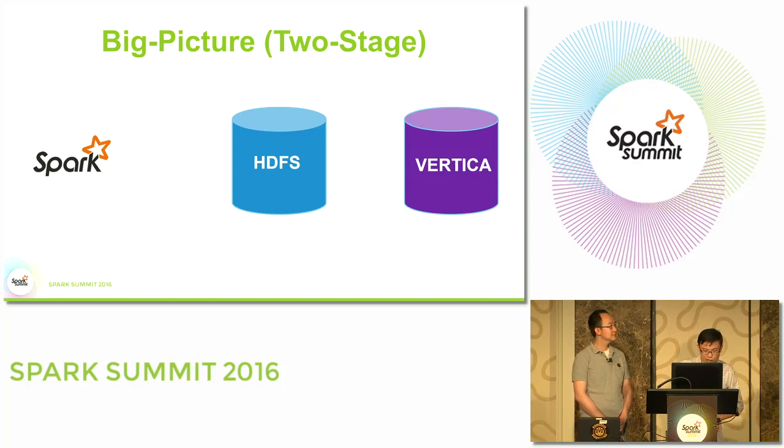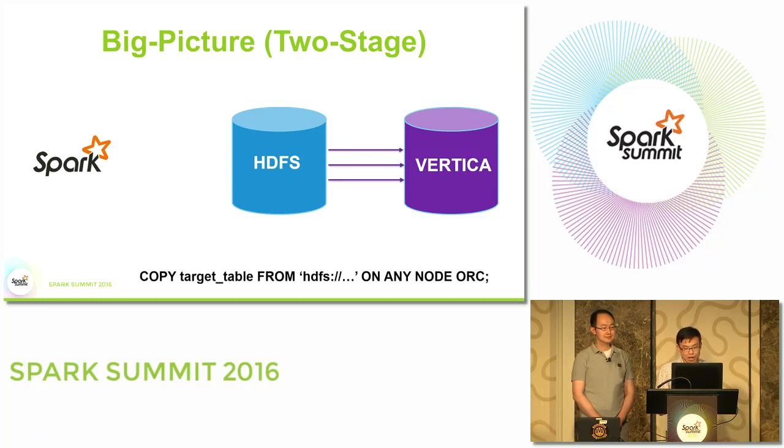Now, the two-stage approach is a little bit simpler, so I don't have to spend as much time on it. So let's say you have intermediate storage like HDFS. All you have to do is write to HDFS, let's say using ORC. And then from that, we have a very optimized ORC reader that we can invoke on the Vertica side. And we can say copy to target table from HDFS using ORC. And that will tell Vertica to read from HDFS and store the data into its own table.